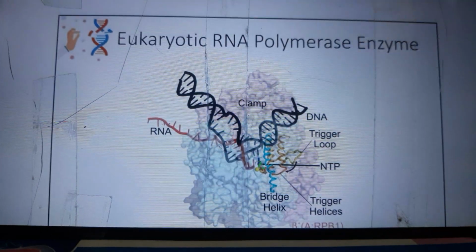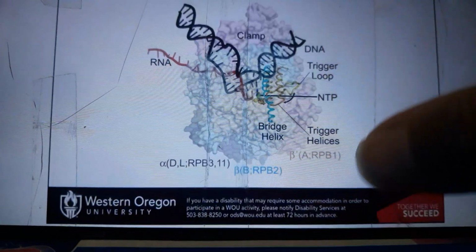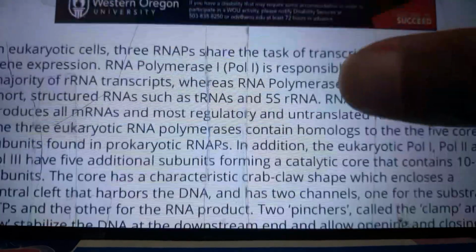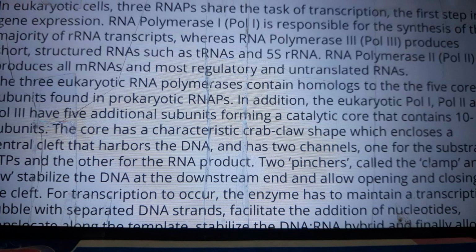That is the eukaryotic RNA polymerase enzyme, right? And in eukaryotic cells, 3 RNAPs share the task of transcription. RNA polymerase 1, or pol 1, is responsible for the synthesis of the majority of RNA transcripts, where RNA polymerase 3, pol 3, produces short structured RNAs such as tRNAs and 5S RNA. RNA polymerase 2, that's pol 2, produces all mRNAs and most regulatory and untranslated RNAs.